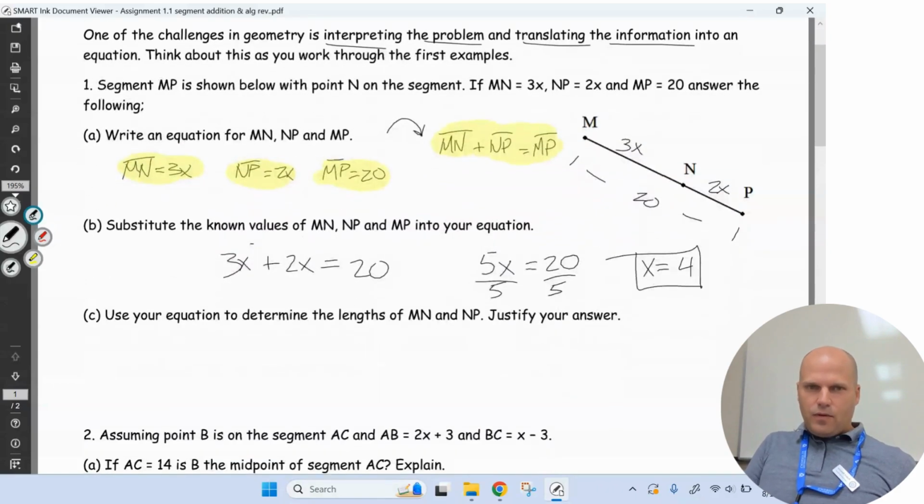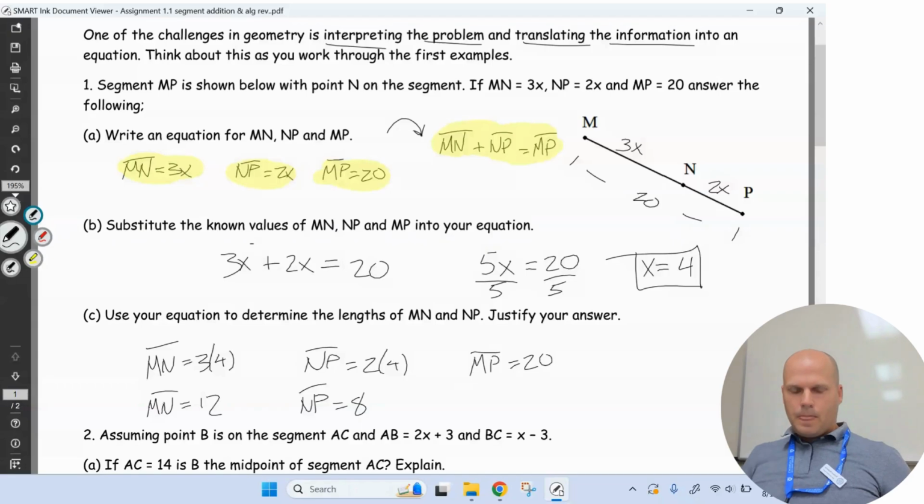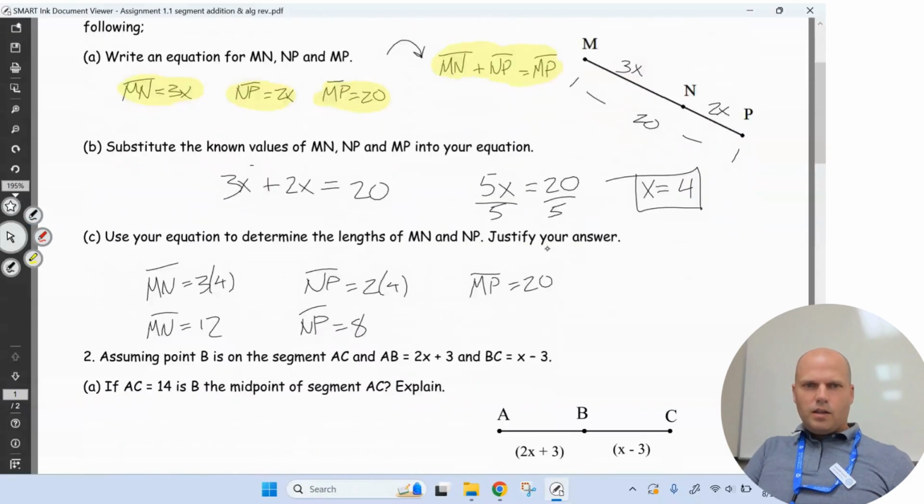And from there we have MN equals 3 times 4, which is 12. We have NP equals 2 times 4, which is 8. We have MP already equals 20, and we're good. Justify your answer. This is kind of like the justification, just having the statements written out and then using the substitution.